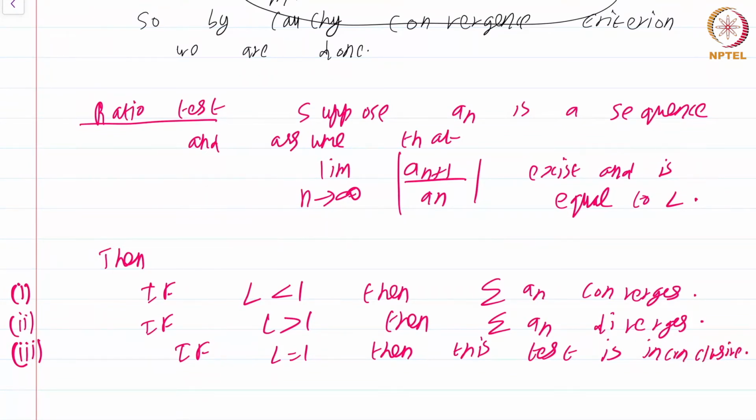Suppose you take the limit of the successive ratio of absolute values of the sequence. In particular, the denominator should be non-zero, otherwise it doesn't make sense. I'll make some remarks regarding this after we conclude the proof. Suppose the limit exists and is equal to L. If L is strictly less than 1, then summation a_n converges. If L is greater than 1, then summation a_n diverges. If L is equal to 1, then this test is inconclusive. It doesn't give you any data.